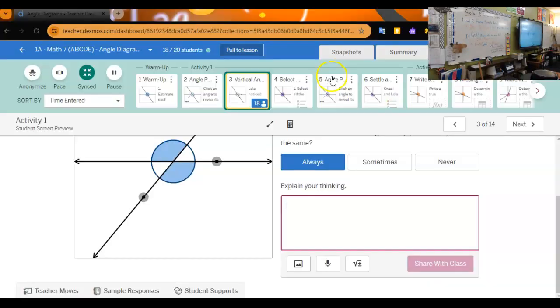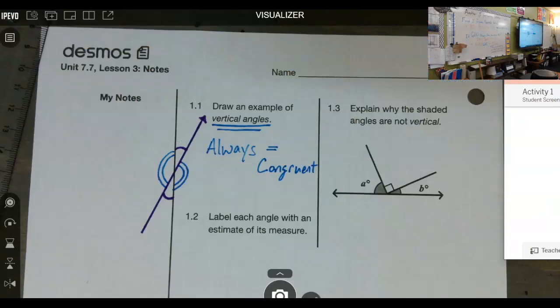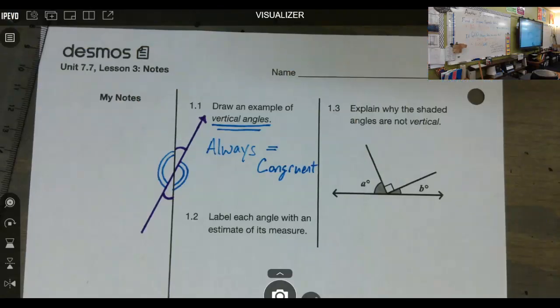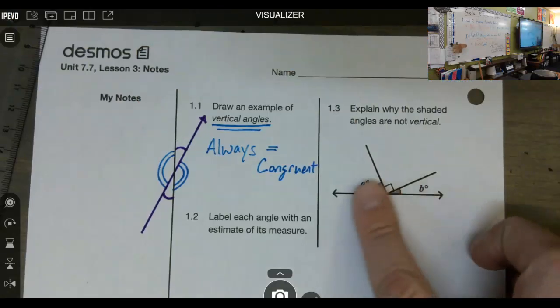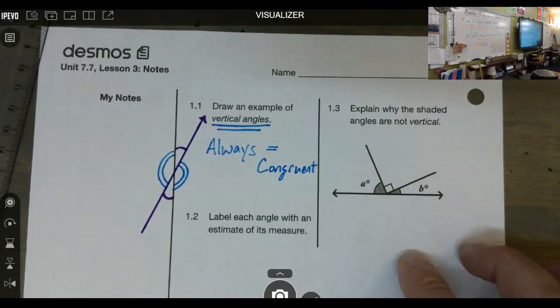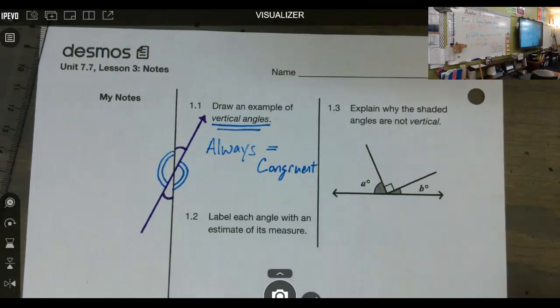Oh yeah, I dragged your Desmos over here. And then chat with a neighbor about what we see in 1.3 and see if you can make an estimate about A and B that would add up to what we would be looking for. Chat with a neighbor.